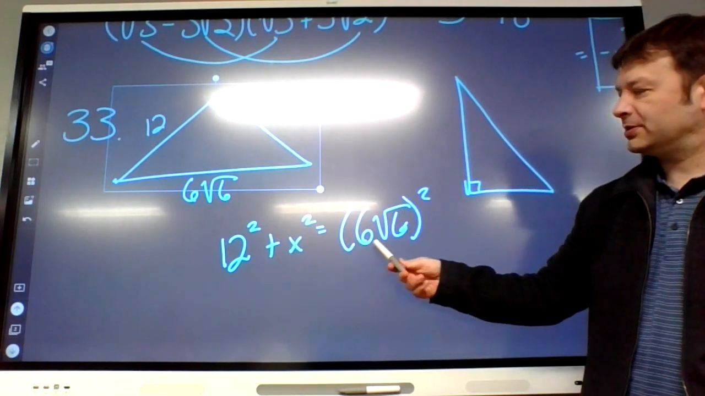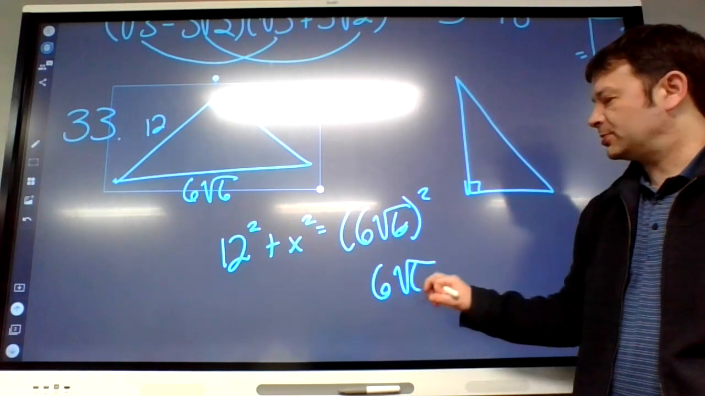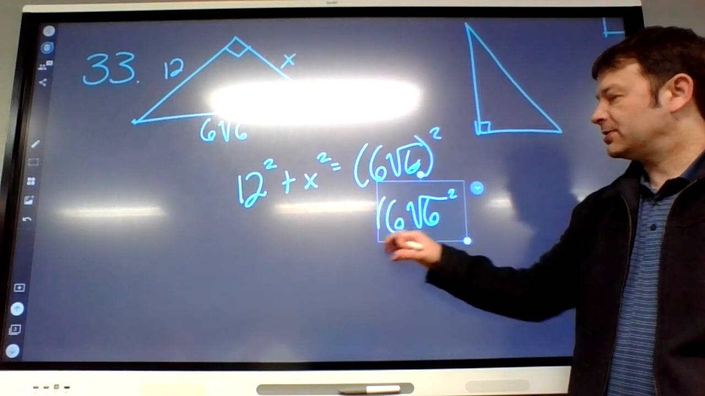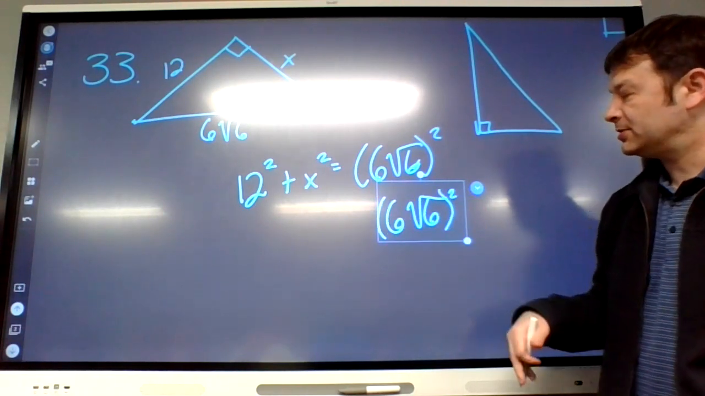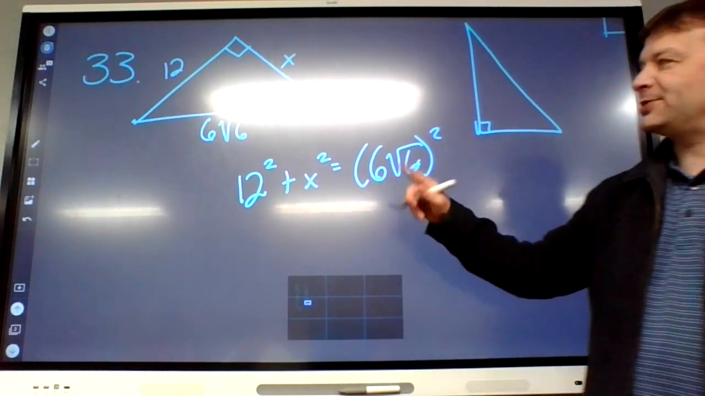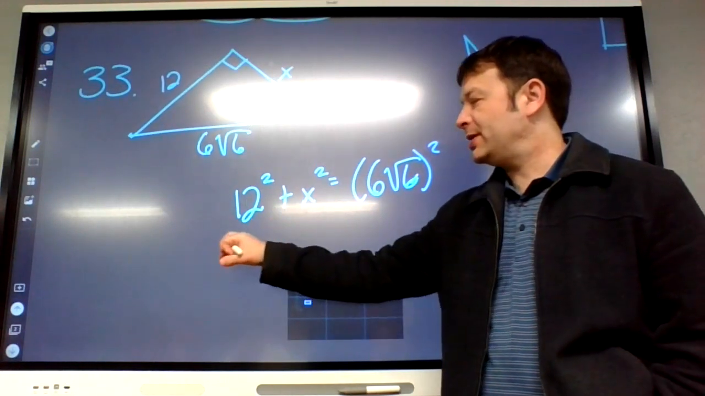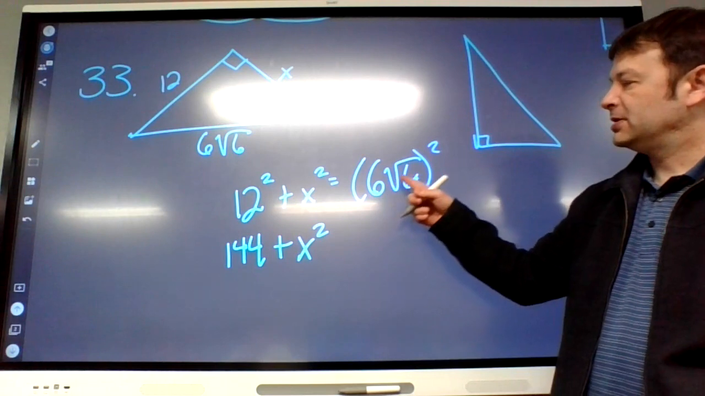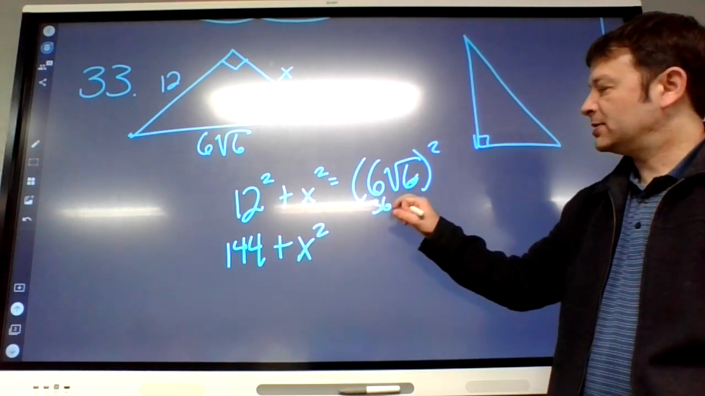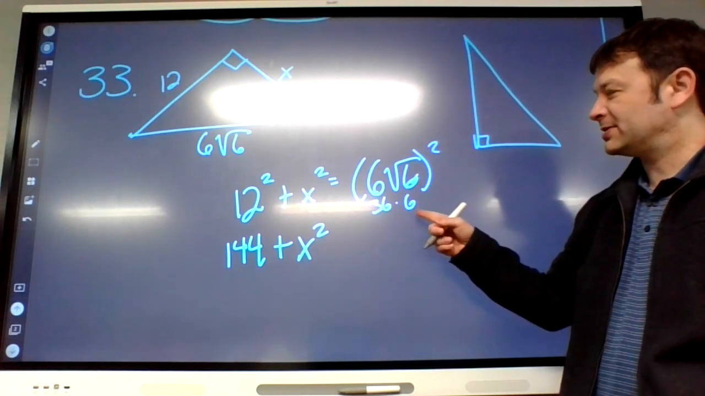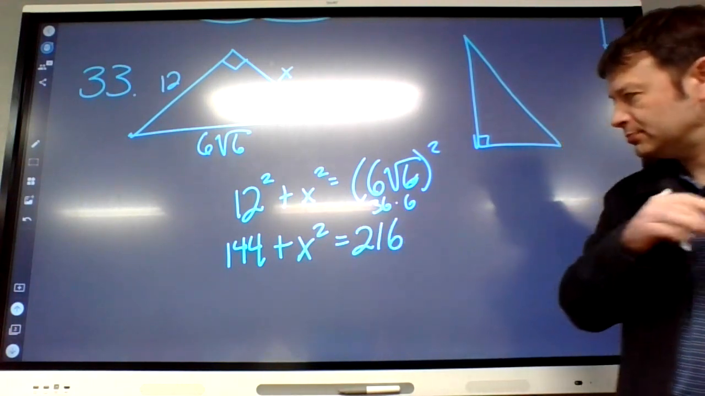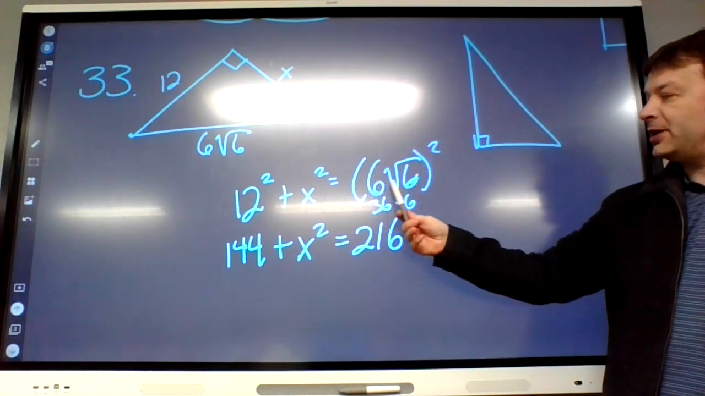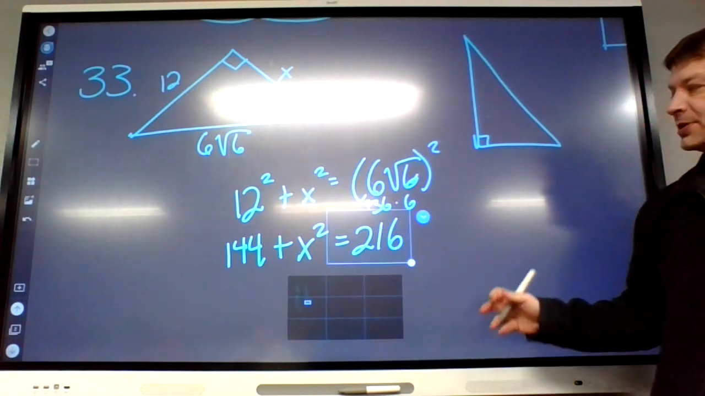You guys know why I used parentheses there? Because it's the whole thing. Order of operations does exponents before multiplying, so it would only square part of it. If you want to get it right on your calculator, you'd have to use parentheses. So it's leg squared plus leg squared equals hypotenuse squared on a right triangle. 12 squared is 144. 6 squared is 36, and the square root of 6 squared is 6. So this is 36 times 6, which is 216. Even not very smart calculators could do that because it comes out nice.